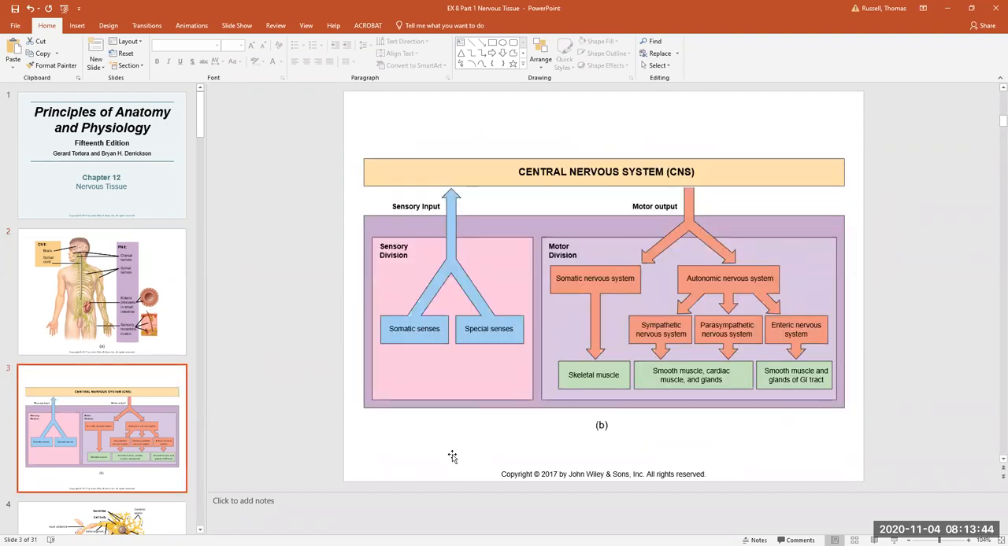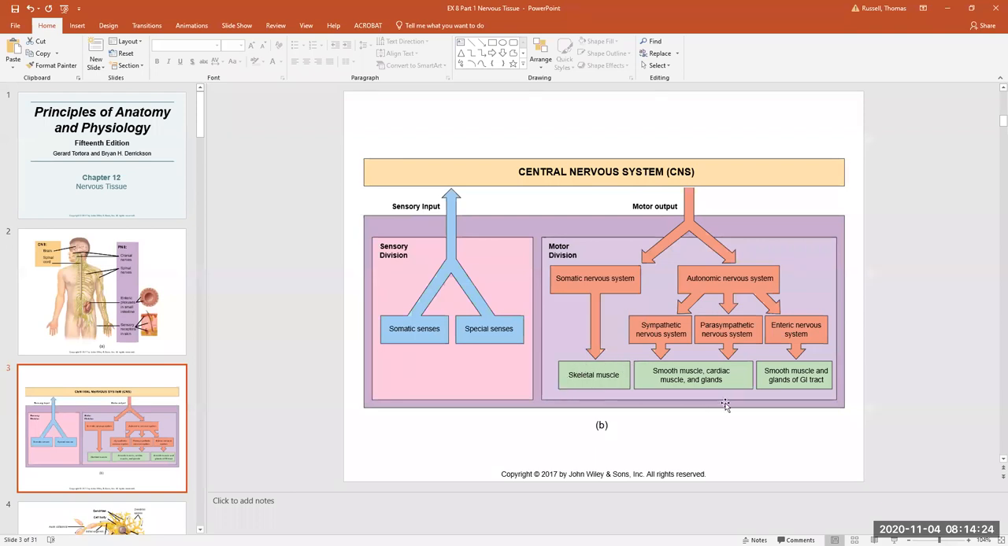So the breakdown of the nervous system, as far as a schematic is concerned, deals with both sensory inputs and motor outputs from the central nervous system. The central nervous system, again, is the brain and spinal cord. This is where all of our sensory information comes in and is analyzed. That's called integration. And then the central nervous system has the job of determining what type of output, called motor output, has to go to the various effectors in the body.